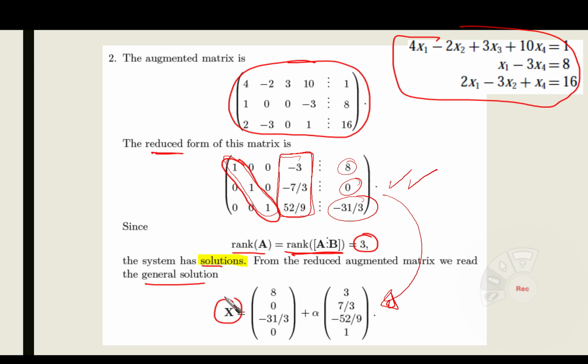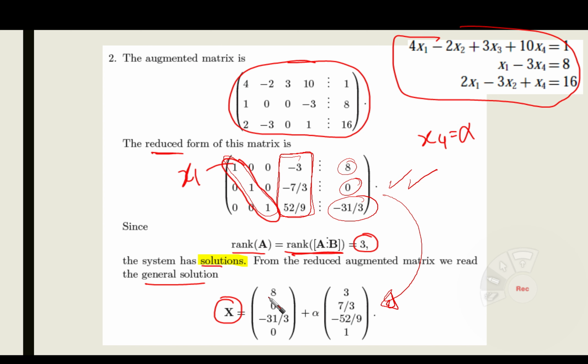So X equals, here, this means that X1 minus 3 times X4 equal to 8. Okay, so this X4, we are going to put it like alpha, for example. Then we are going to read it like this.